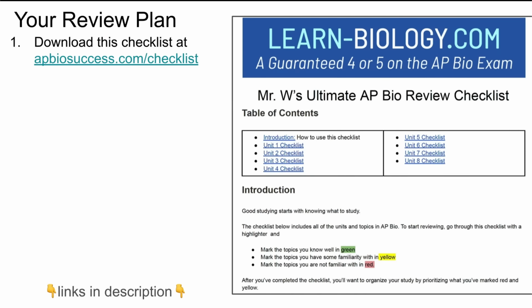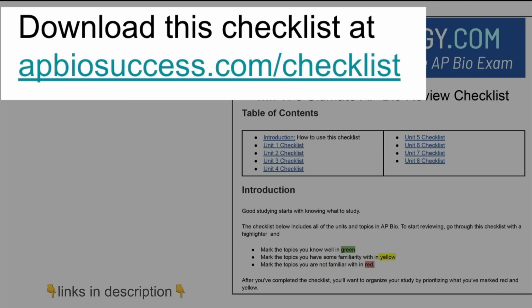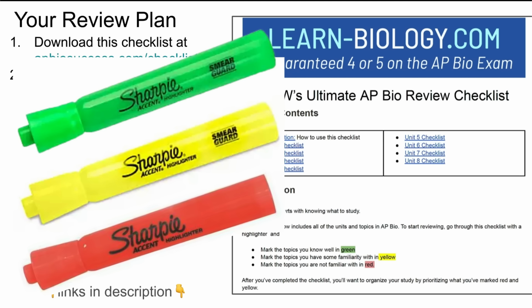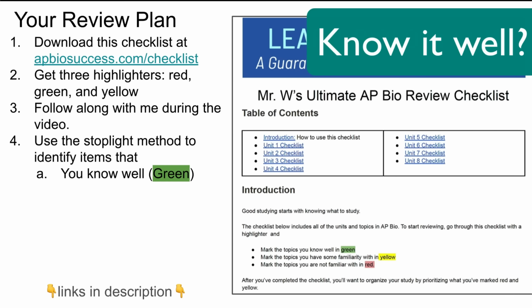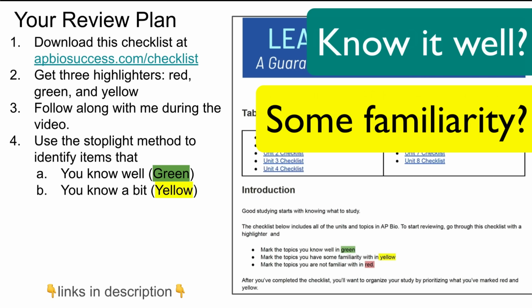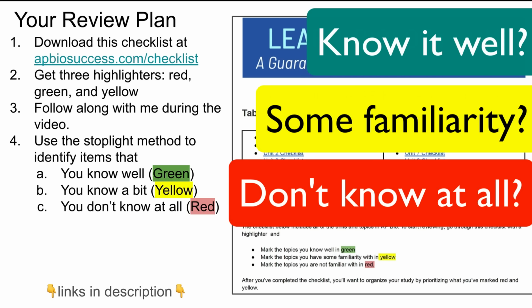Here's your review plan. Download this checklist at apbiosuccess.com/checklist. Get 3 highlighters, red, green, and yellow. Follow along with me during the video. Use the stoplight method to identify items that you know well, mark those in green, that you know a little bit, mark those in yellow, and that you don't know at all, mark those in red.